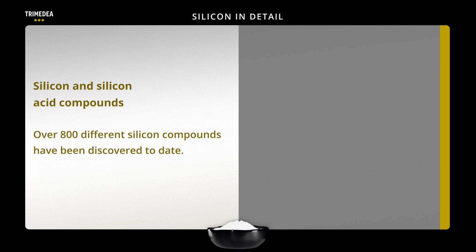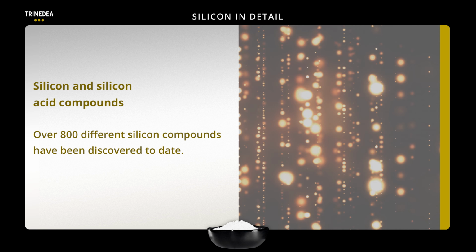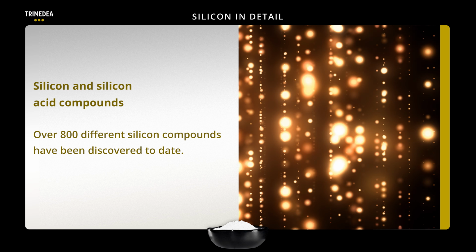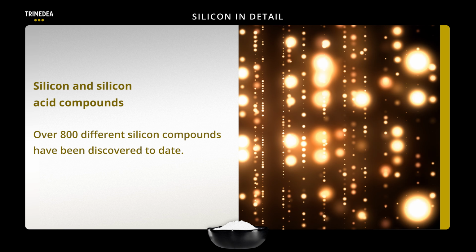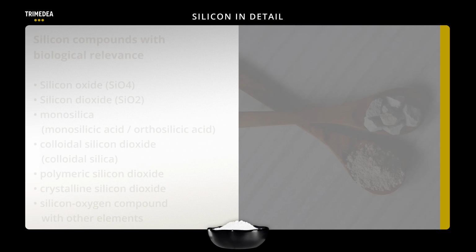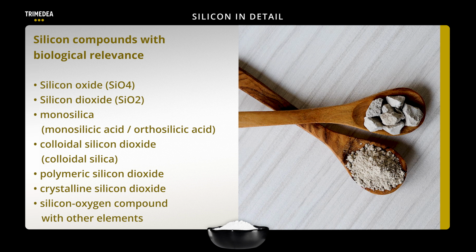Silicon and silicon acid compounds. Over 800 different silicon compounds have been discovered to date. Silicon compounds with biological relevance: silicon oxide, silicon dioxide, monosilica or monosilicic acid or orthosilicic acid, colloidal silicon dioxide or colloidal silica, polymeric silicon dioxide, crystalline silicon dioxide, or silicon oxygen compounds with other elements.